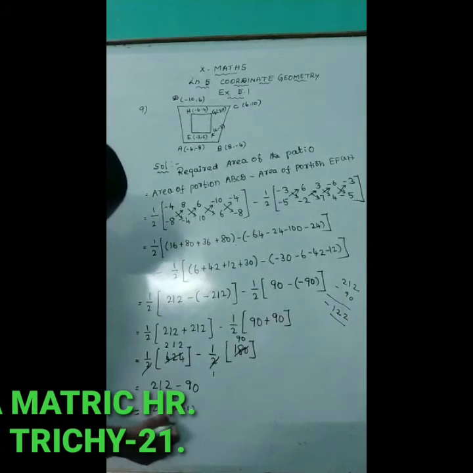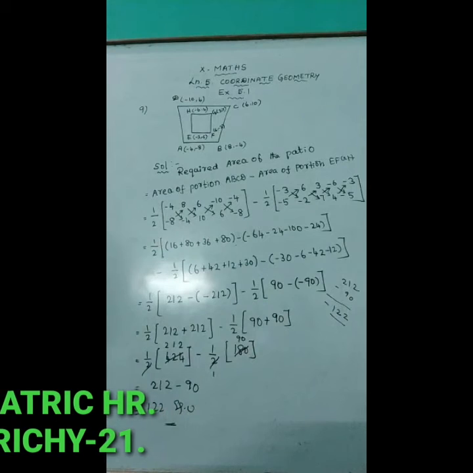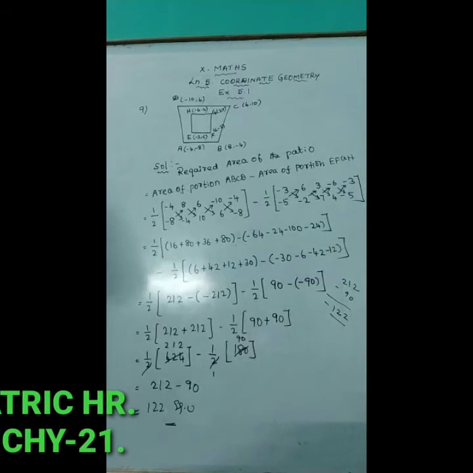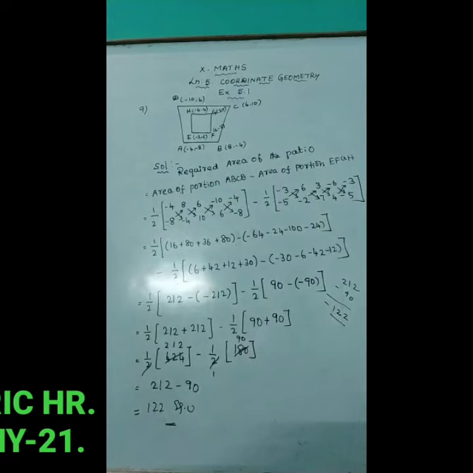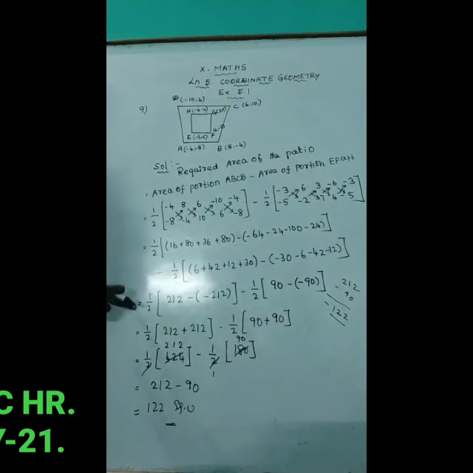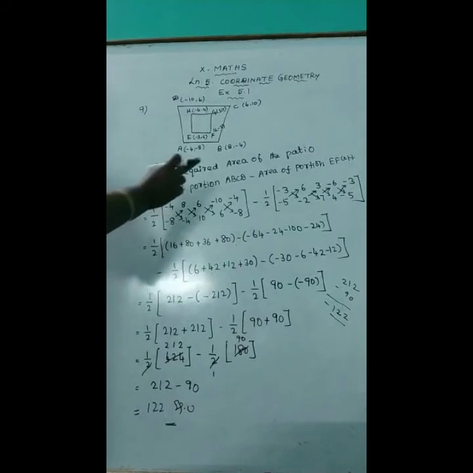122 square units. So in this, the area of the patio is equal to the area of the portion ABCD minus the area of the portion EFGH. So we find this by the method of the area of the quadrilateral formula, we substitute. So we have the area of the portion ABCD is 212 square units, then the area of the portion EFGH is 90 square units. So subtracting the two values, we have 122 square units.